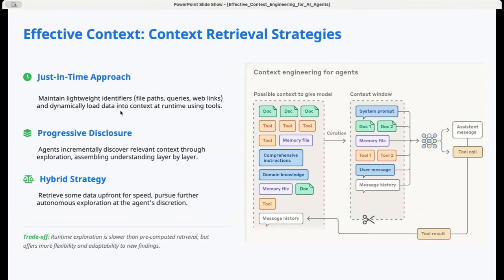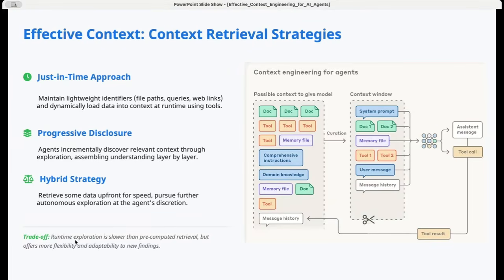The third is a hybrid approach, where you can retrieve some data upfront for speed. For example, the system prompt, right? Or the notebook that the agent is taking. Those are critical information that you need to keep in the working memory all the time. And then for the data part, you can just retrieve the most relevant on the fly at each iteration.